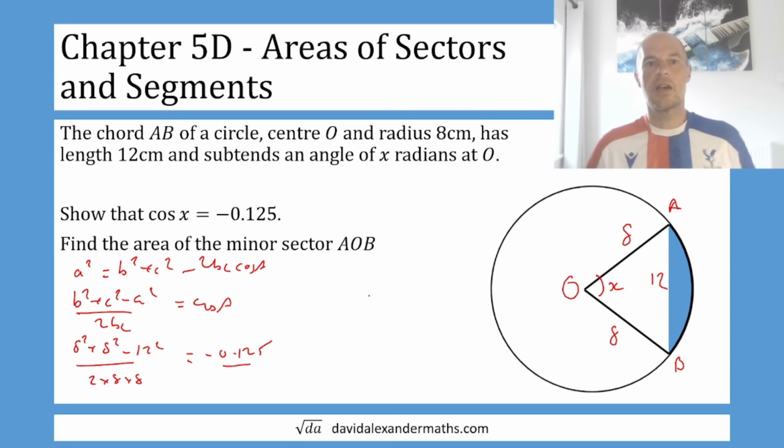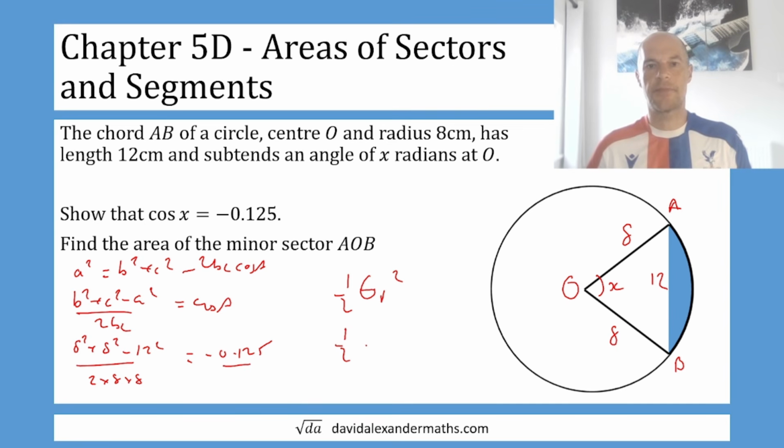Done. Okay, so you want to find the area of the minor sector AOB. So it's the sector, not the segments. Let's just work that out. So that is 1/2 theta r squared.